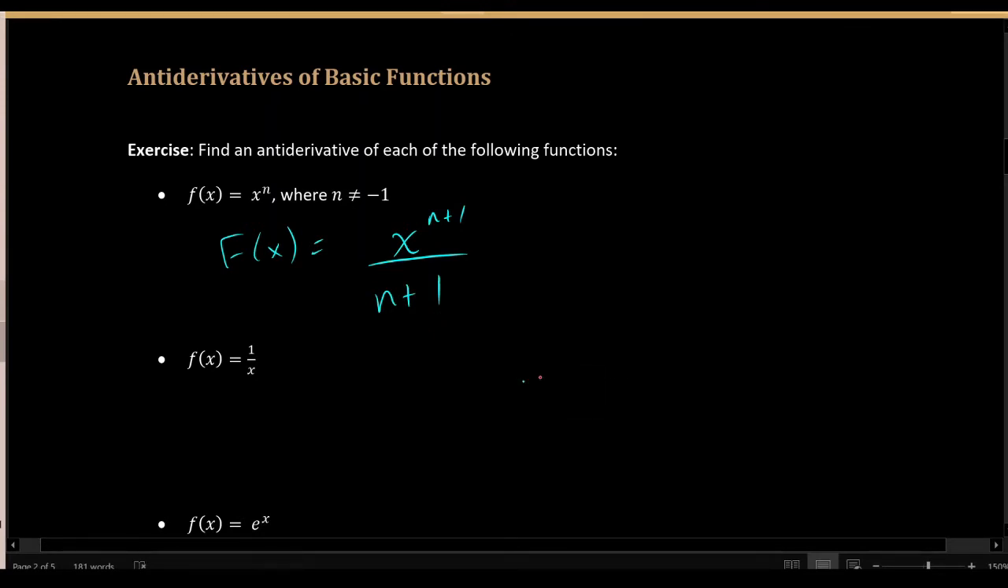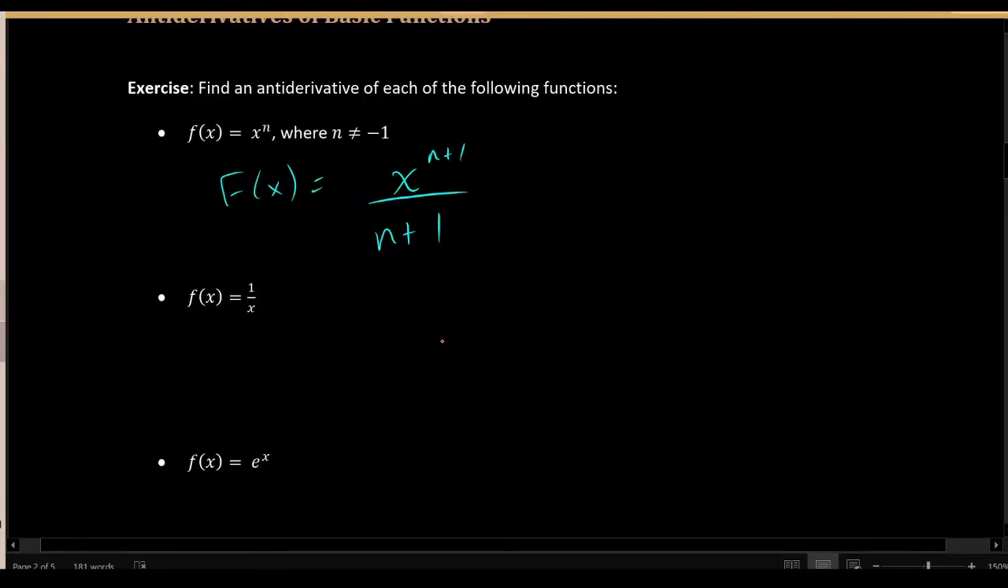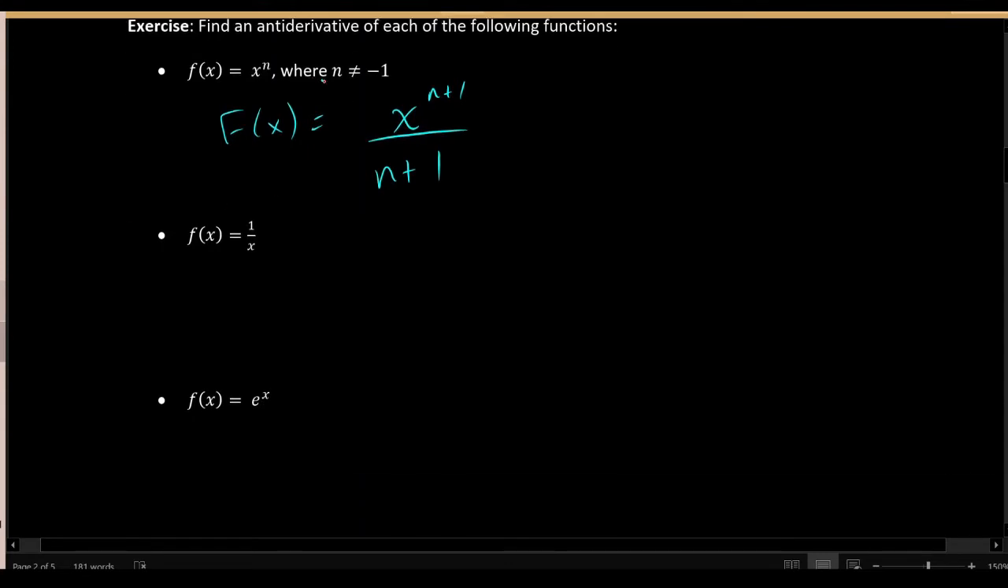Now, in the specific case where n is equal to -1, n plus 1 doesn't make sense because it would make us divide by 0. When n is equal to -1, and we're looking at the special case of 1 over x, the antiderivative is given by a special formula. That's given by the natural log of x. We saw that in yesterday's exercises.